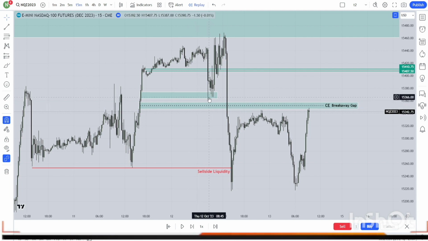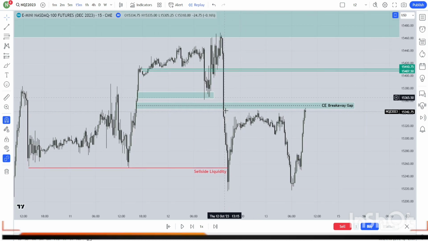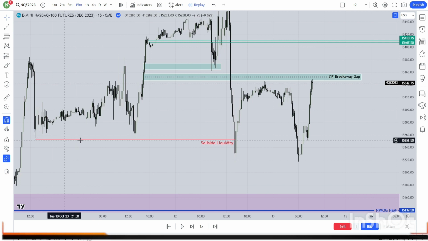We can see price came to this fair value gap. It didn't even go to the consequent encroachment of the breakaway gap. Instead, it went higher. It cleared this buy side liquidity and tapped the lower part of the daily fair value gap. This is the daily fair value gap from the daily chart. Then price broke down, cleared all of the sell side liquidity, and then started to go higher.